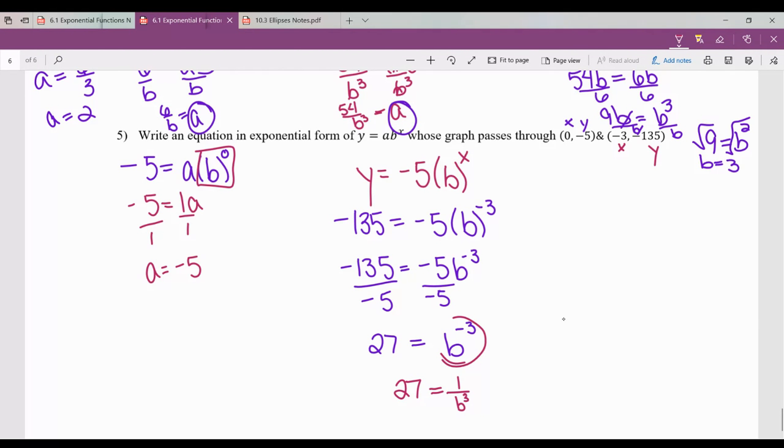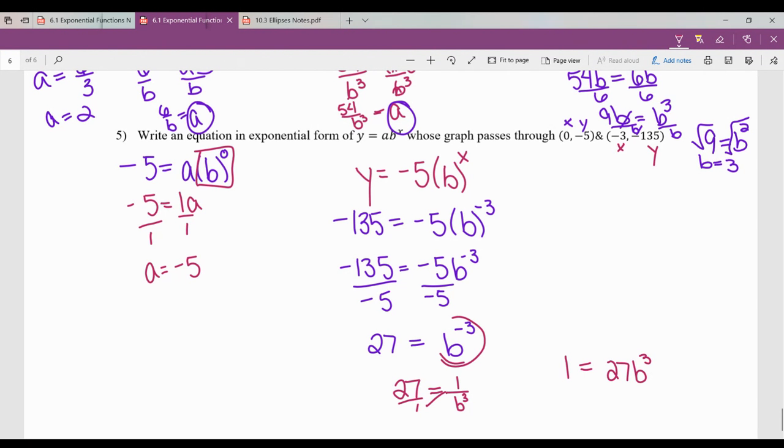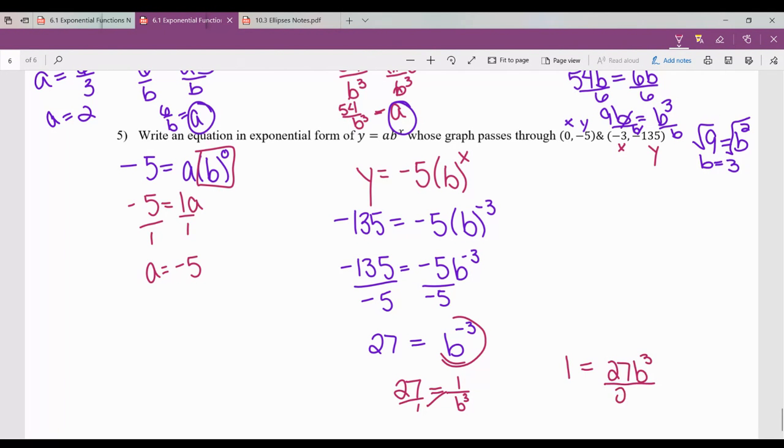So I'm going to put 27 over 1, and I'm going to cross multiply. So I get 1 times 1 is 1 equals, cross multiply, 27 b to the 3rd. Okay, I divide both sides by 27. So I get b to the 3rd equals 1 over 27.